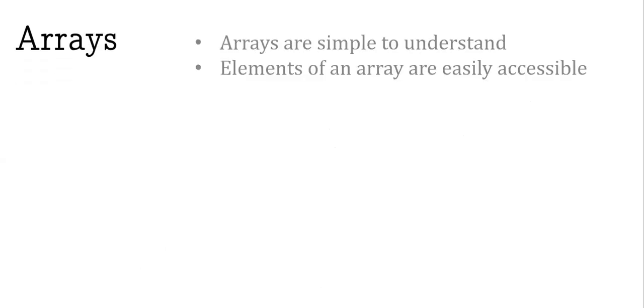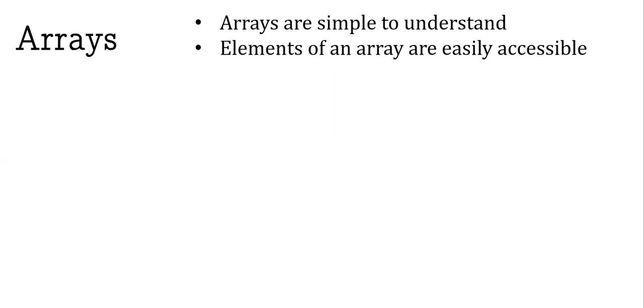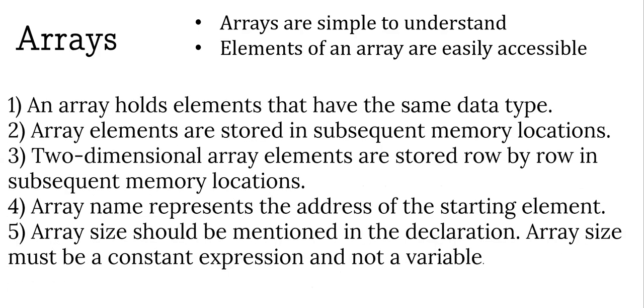So arrays are the most popular data structure. Arrays are simple to understand and elements of an array are easily accessible. An array holds elements that have the same data type. Array elements are stored in subsequent memory locations. That means one after another.